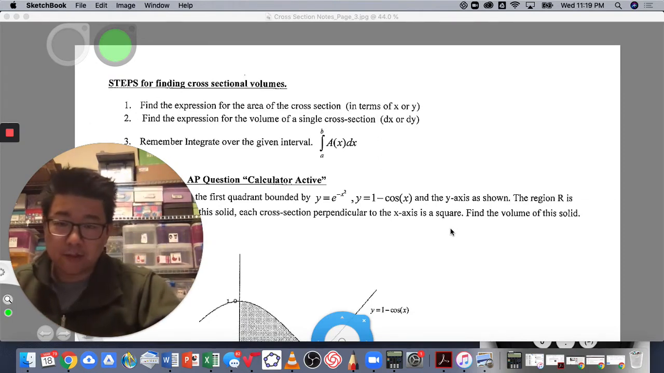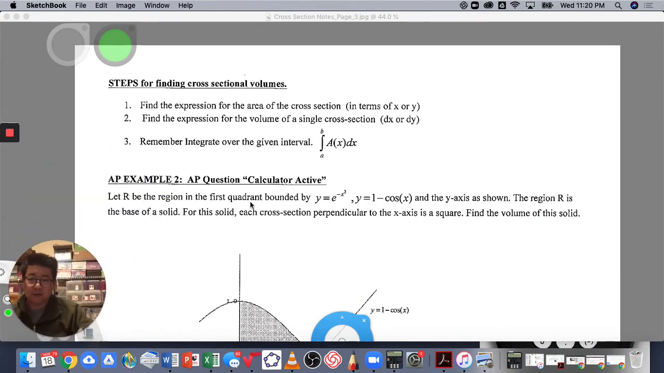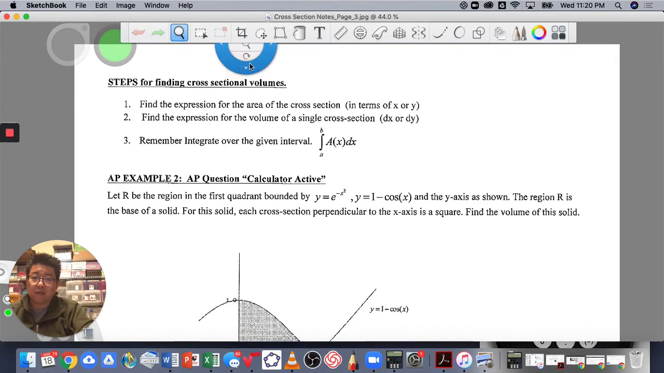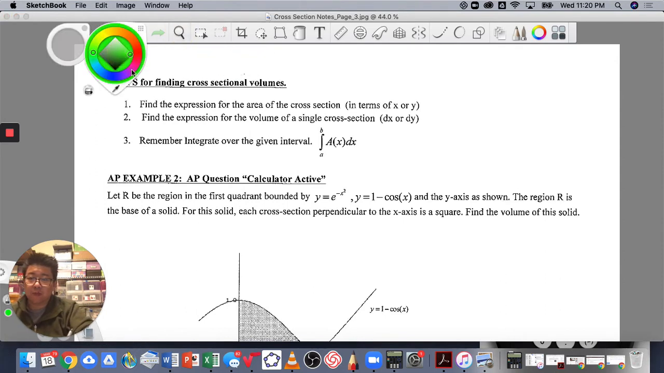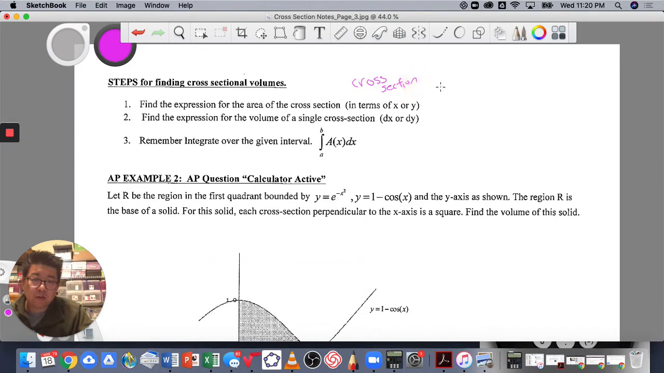So let's get started with this next page of notes. We can do things with slices perpendicular to the x-axis. So just to give us some reference here, if your cross section is perpendicular to the x-axis, your integral will be x equals dx, and your equations are y equals, so all the x's are on the other side.